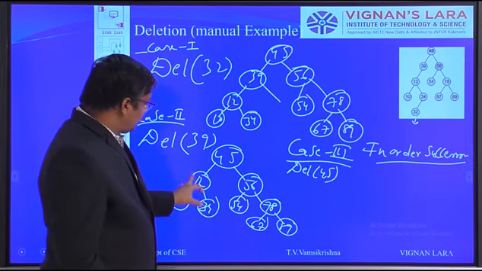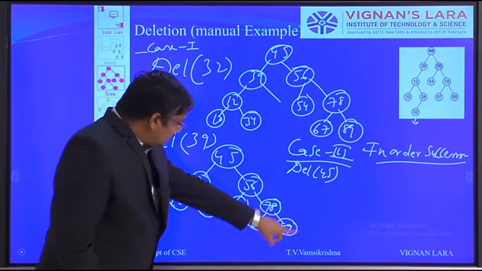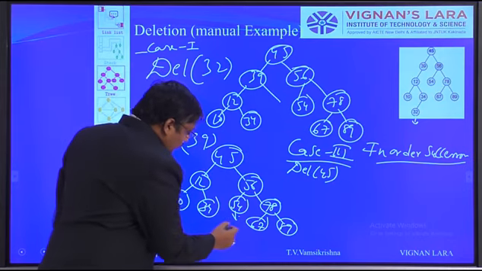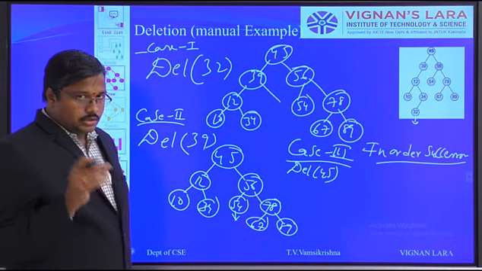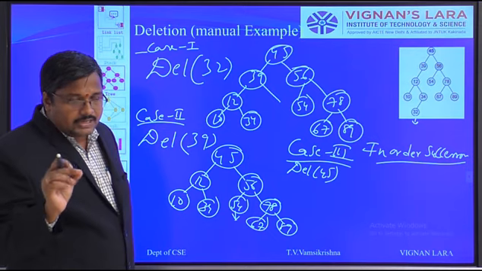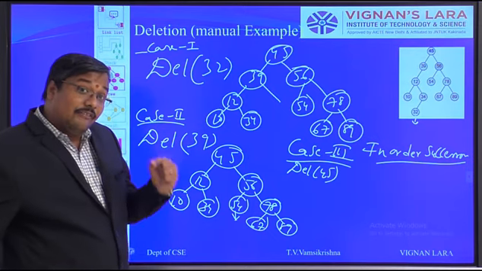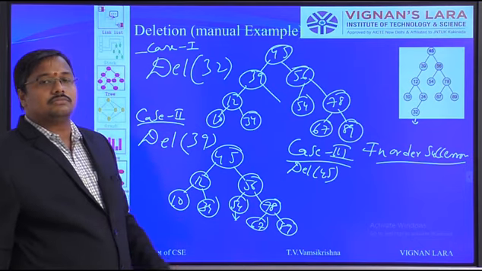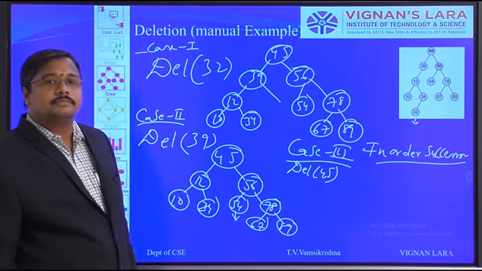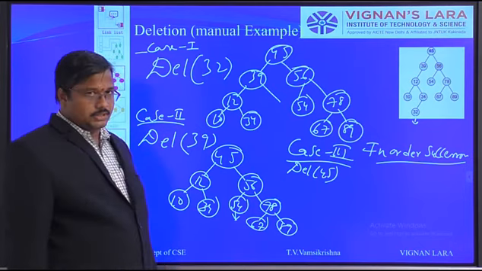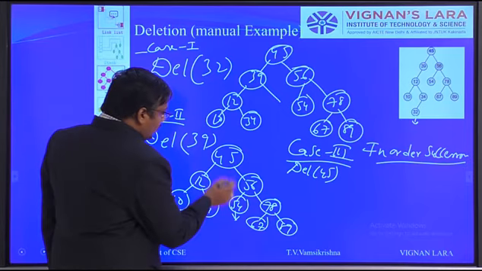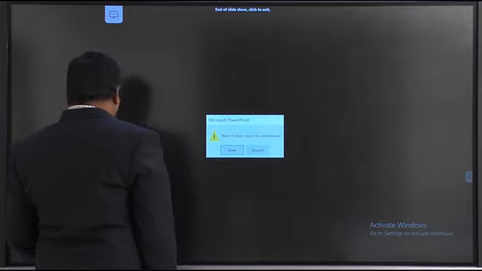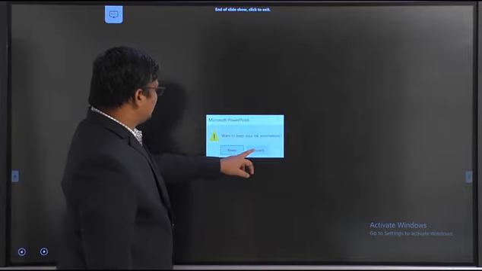So 45 having 2 childs. So this is right subtree. In the right subtree, minimum element is 54. Try to observe. Definitely the right subtree minimum element having either 0 childs or 1 child, not having 2 childs. No doubt at all. So in this case, 0 childs. So the 54 is moving to this position.